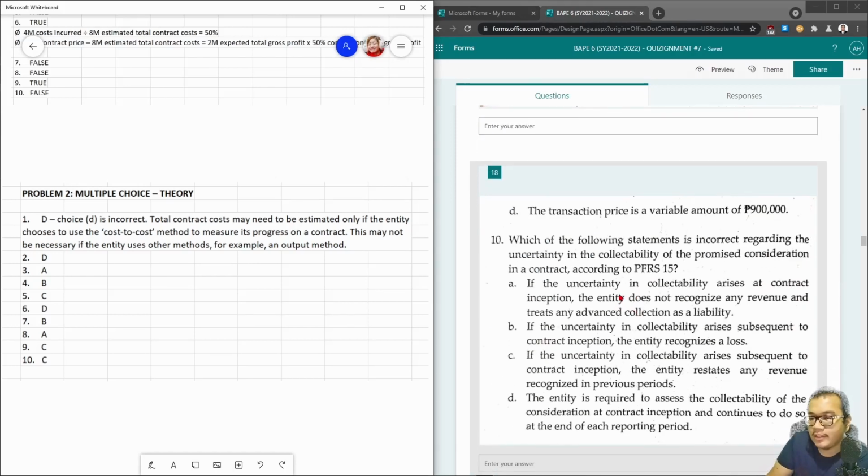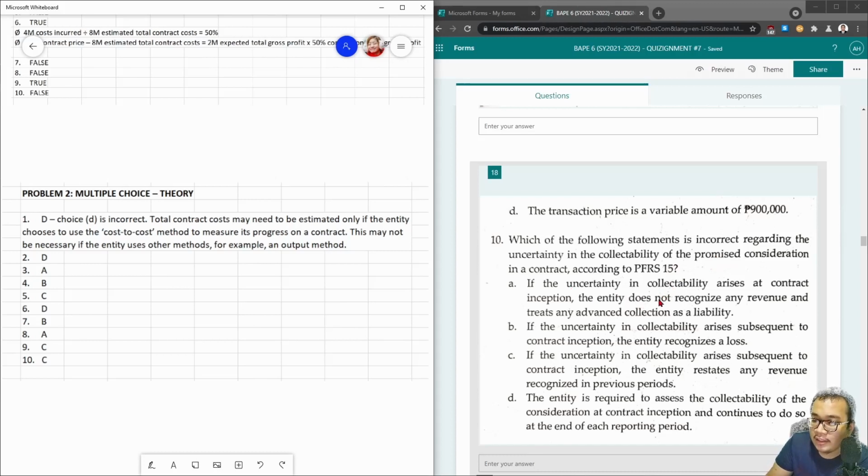Lastly, which of the following statement is correct or incorrect, hindi tama, regarding the uncertainty in the collectability of the promised consideration in a contract according to PFRS 15. So, which of the following statements is incorrect regarding the uncertainty in the collectability of the promised consideration in a contract? So, alin daw hindi correct dyan?